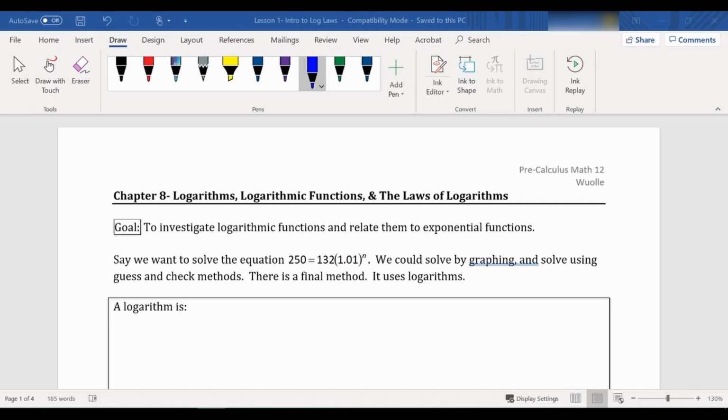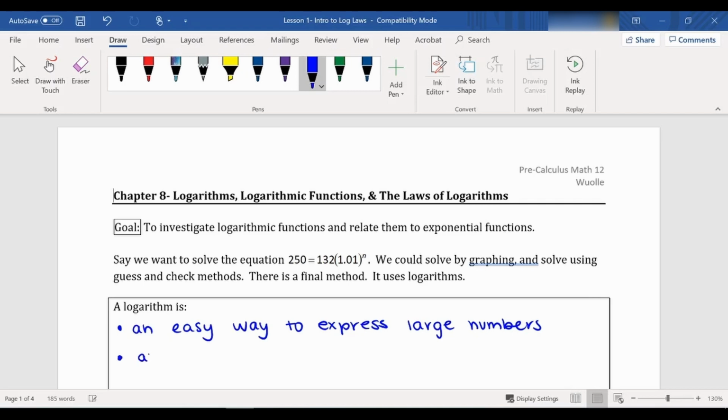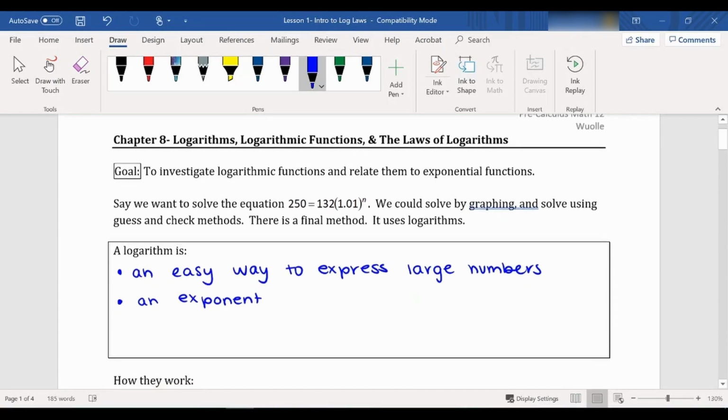So a logarithm is a few things. One, it's an easy way we can express very large numbers. Two, it can be thought of as a type of exponent. And probably the most important is it can be thought of as the inverse of an exponential function.